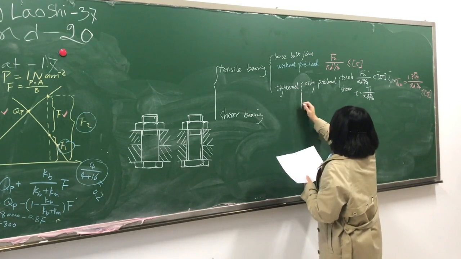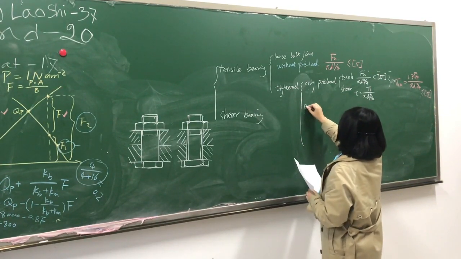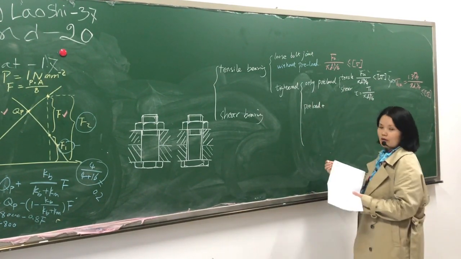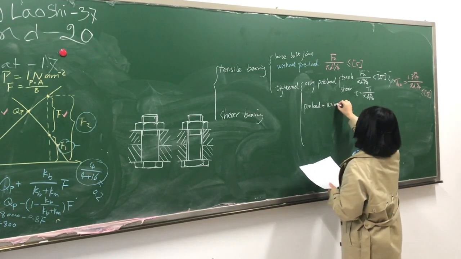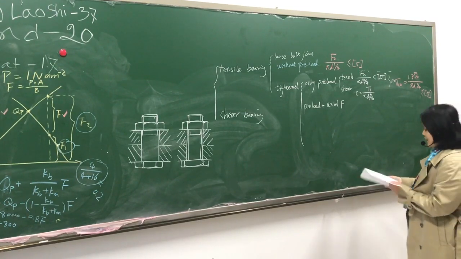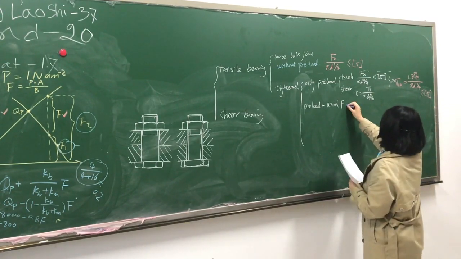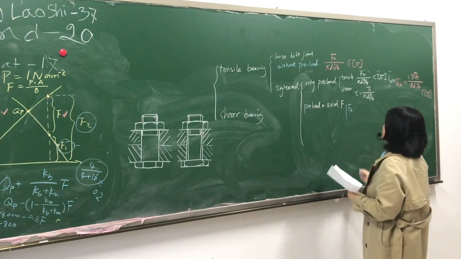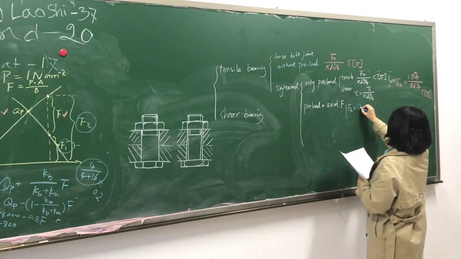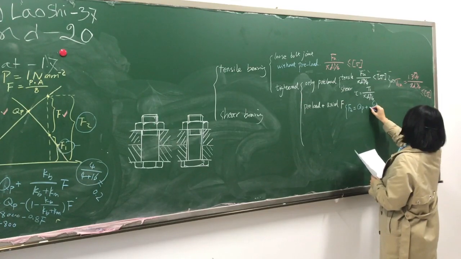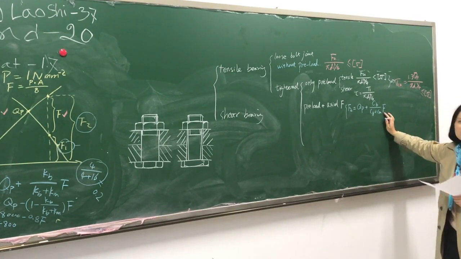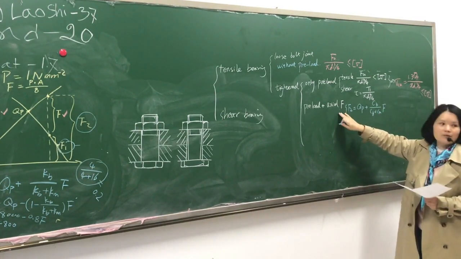Okay, we also have conditions subject to a combination of preload and axial force. Under this condition, we can calculate the resultant force of the bolt. F2 is QP plus CB over CB plus CM times F. F is the external axial force.